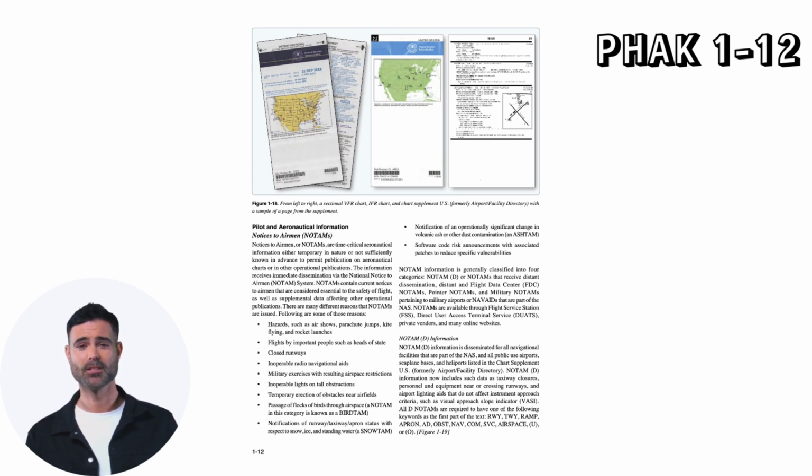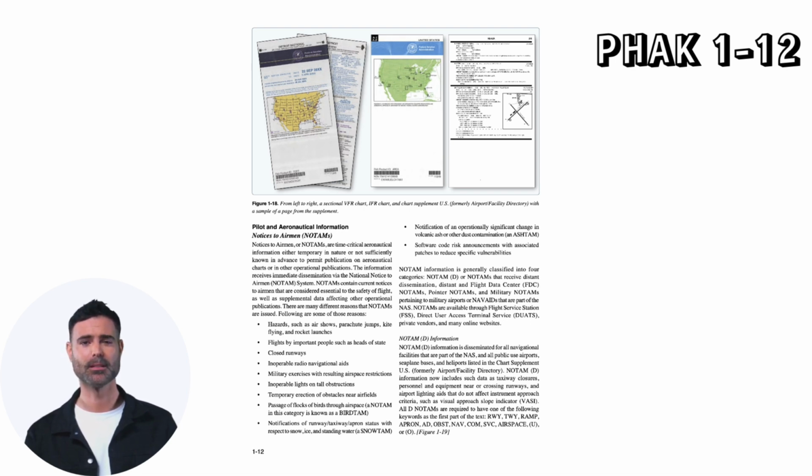NOTAMs contain current notices to airmen that are considered essential to the safety of flight, as well as supplemental data affecting other operational publications. There are many different reasons that NOTAMs are issued. Following are some of those reasons: hazards, such as air shows, parachute jumps, kite flying, and rocket launches; flights by important people such as heads of state; closed runways; inoperable radio navigational aids; military exercises with resulting airspace restrictions; inoperable lights on tall obstructions; temporary erection of obstacles near airfields; passage of flocks of birds through airspace.